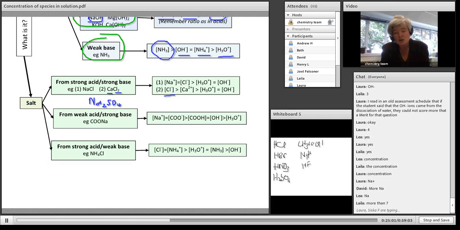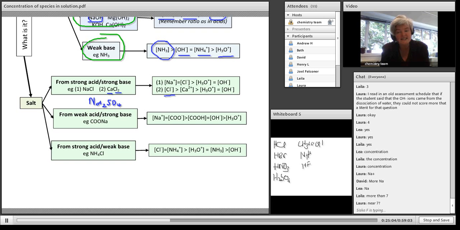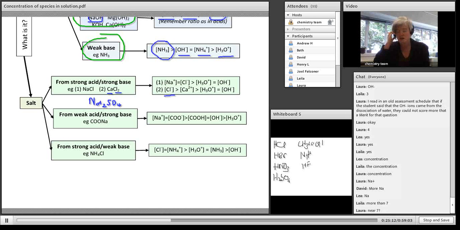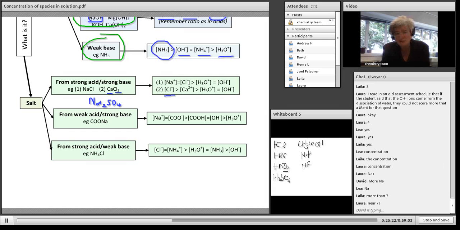Okay, Layla, good try, but it's actually 7. So if I've got strong acid reacting with a strong base, I'm going to get a neutral salt, and by neutral I really mean neutral, I mean pH 7. So for instance, sodium chloride will have a pH of 7, sodium sulfate will pretty much have a pH of 7, calcium chloride pH of 7.